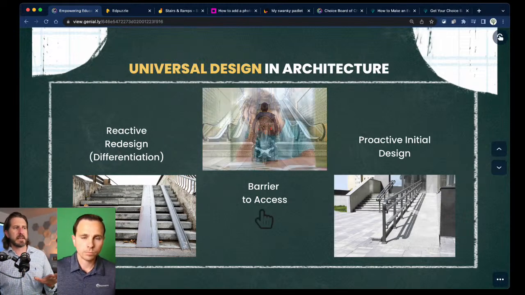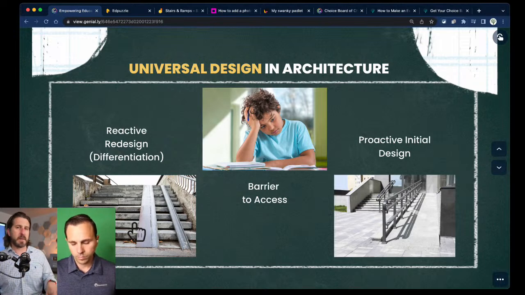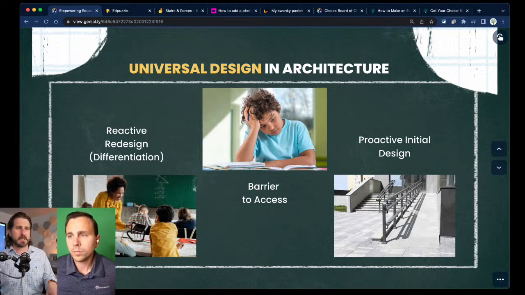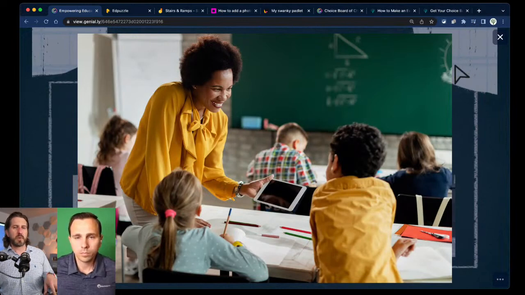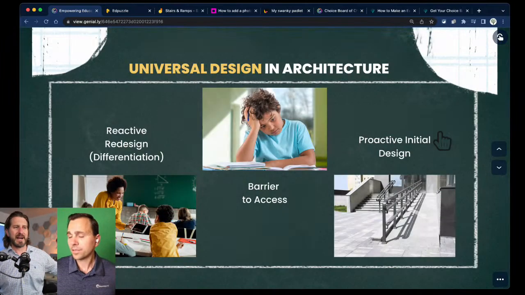Now, if we look at this in education, we can imagine a barrier to access. So instead of a person sitting in front of a staircase or escalator that they can't get up, we can imagine a student that's having difficulty reading, so they can't access the curriculum. A common response to this, a differentiation-based response, would be to provide a student with a tool, and you could even do this in technology, that allows them to access it. So we recognize that the student is not able to read, so we're going to come in and provide that student with some mechanism to help them.